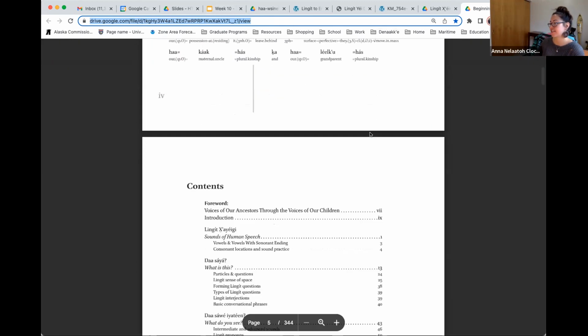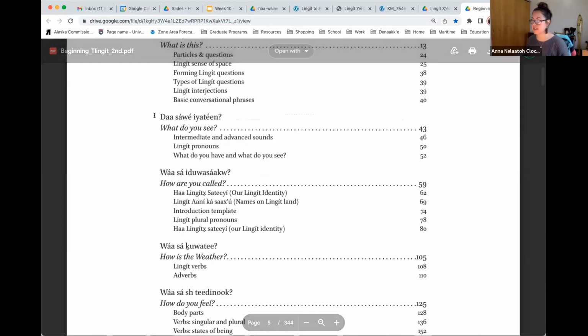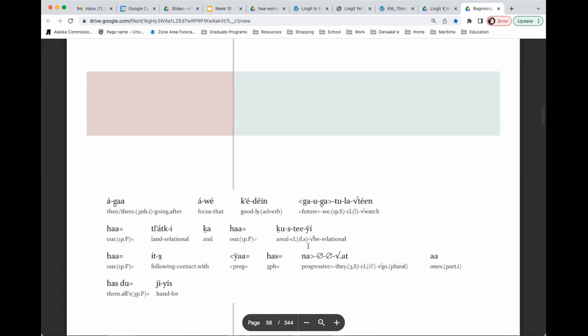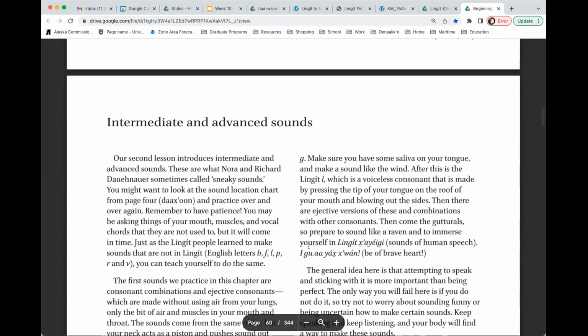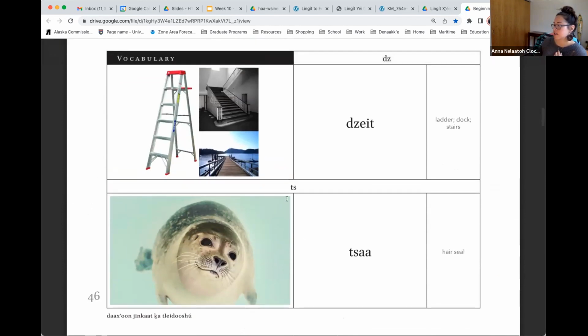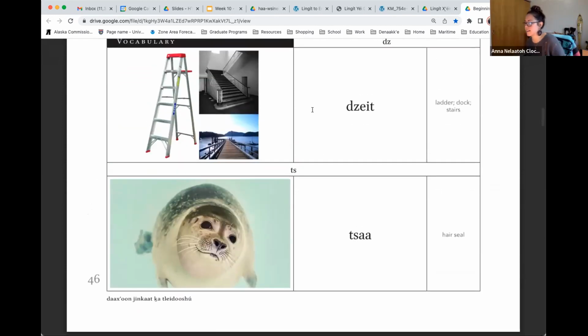Okay, if you go to the table of contents to find our chapter, we're in chapter 2. It's called Dasuwa'iyatin. Go ahead and repeat that after me. Dasuwa'iyatin. So we're gonna check out our vocabulary. The vocabulary starts on page 46. There are only 12, I think. Just repeat these after me.